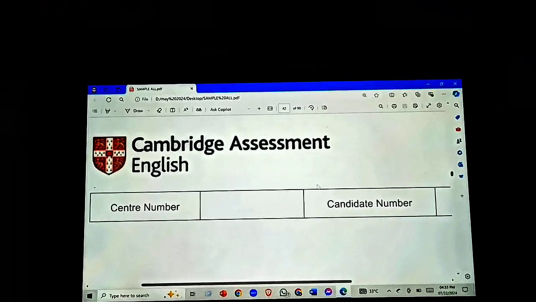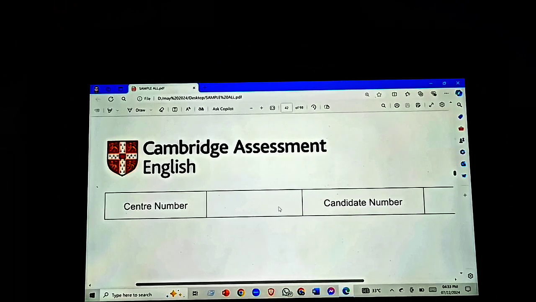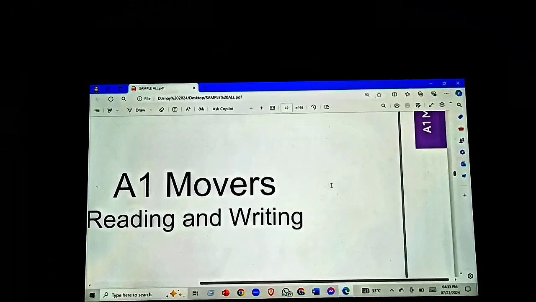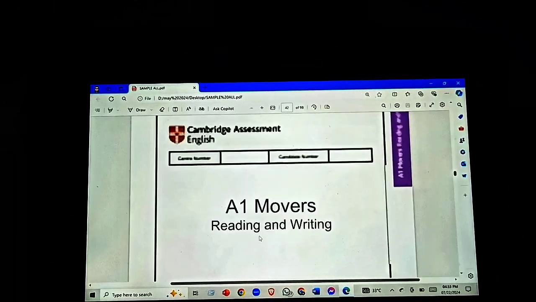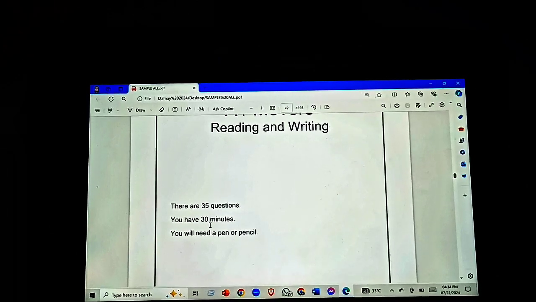So whenever you have your official page and whenever you give your CAE exam, you will see these types of options. Then you have to fill up your center number and also your candidate number. And there is the A1 Movers reading and writing module. Okay, so let's go to the mark distribution and exam format.